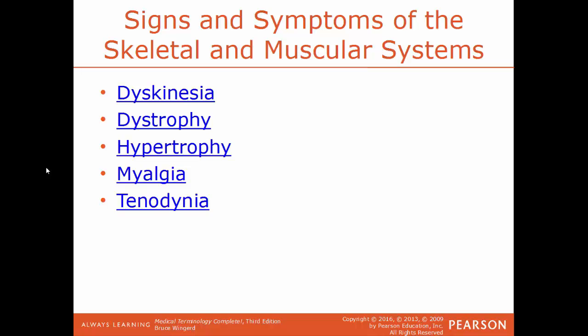The muscles are starved from nourishment, so they will basically just waste away. Hypertrophy is an enlargement of an organ or of a tissue due to an increase in size. Myalgia is where you have a pain in a muscle or in a group of muscles. And last one on here, tenodynia, is a reference to pain in the tendons. This term isn't used as often as it used to be. A more commonly used term now is tenalgia, but they both reference pain in the tendons.